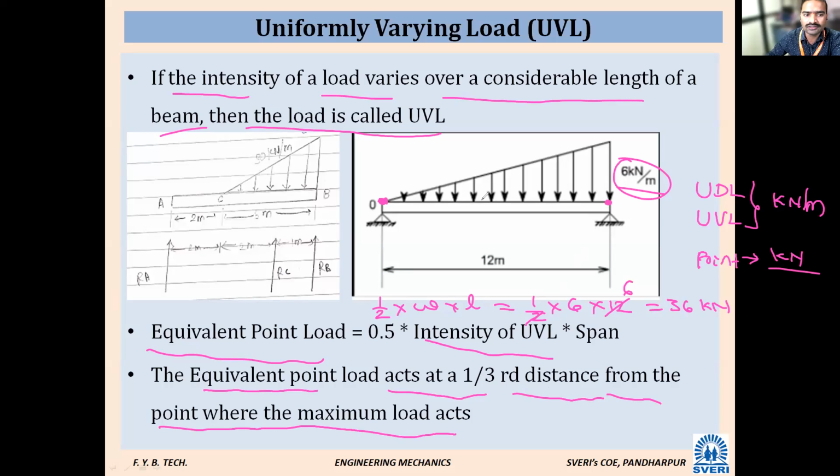Where the maximum load acts, I will take this as point A and this as point B. A or B, where is the maximum point? Maximum loading is at B and minimum loading is at A. Always, this is the equivalent concentrated load. This load will act at a distance of 1/3 from the maximum. Okay, this is the point. So this one you can write.